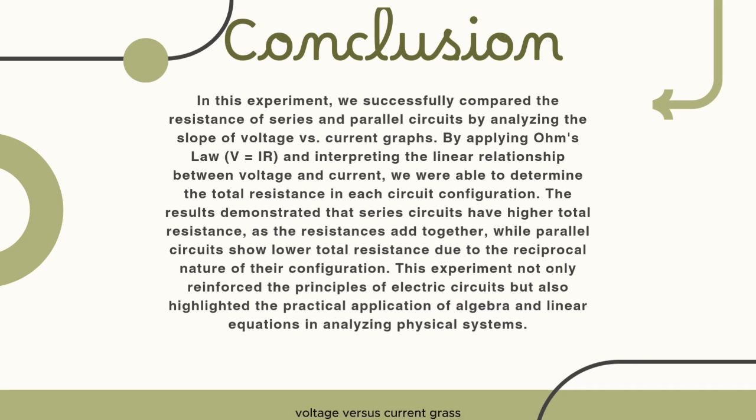Voltage versus current graphs. By applying Ohm's law and interpreting the linear relationship between voltage and current, we were able to determine the total resistance in each circuit configuration. The results demonstrated that series circuits have higher total resistance as the resistances add together, while parallel circuits show lower total resistance due to the reciprocal nature of their configuration.